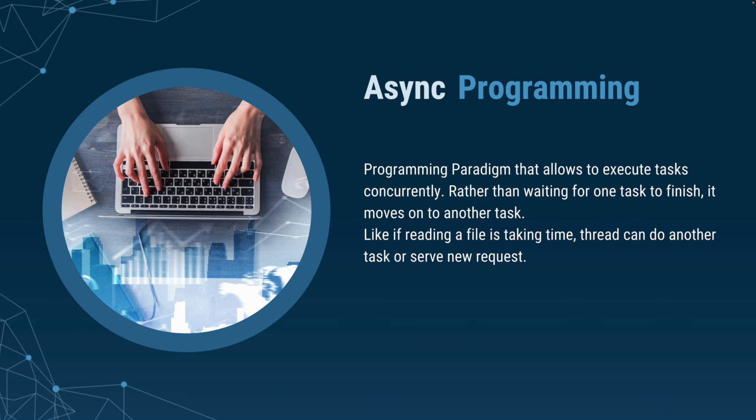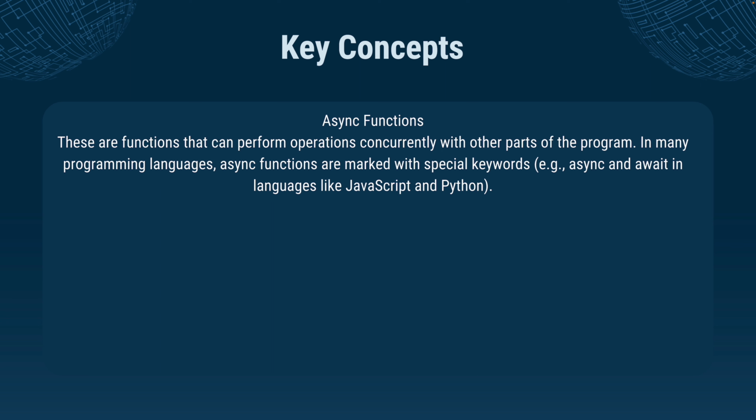Now, what are the key concepts which are generally used in async programming? One of the key concepts which you will hear more are the async functions. These are the functions that can perform operations concurrently with other parts of the program. And in many programming languages, they are marked with special keywords. You will hear specifically in Python, which we will go through in other videos, async and await. We will actually go through how they are used by creating an API, FastAPI, and using async and await.